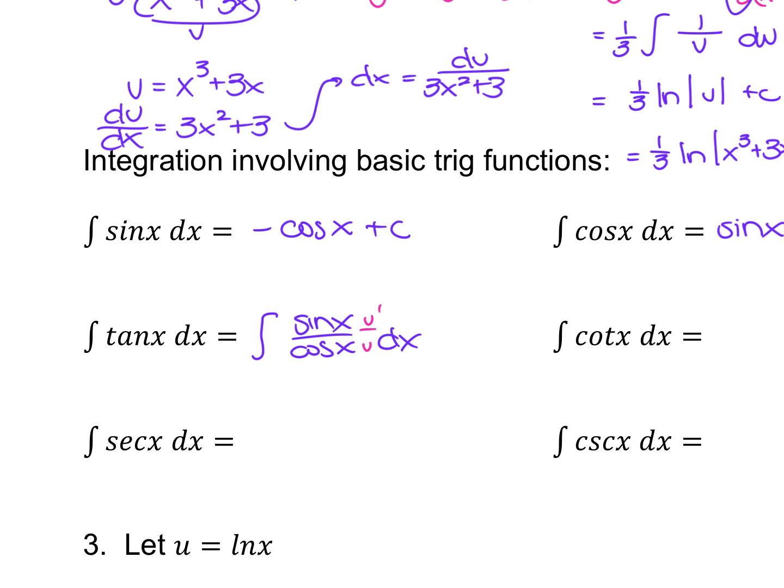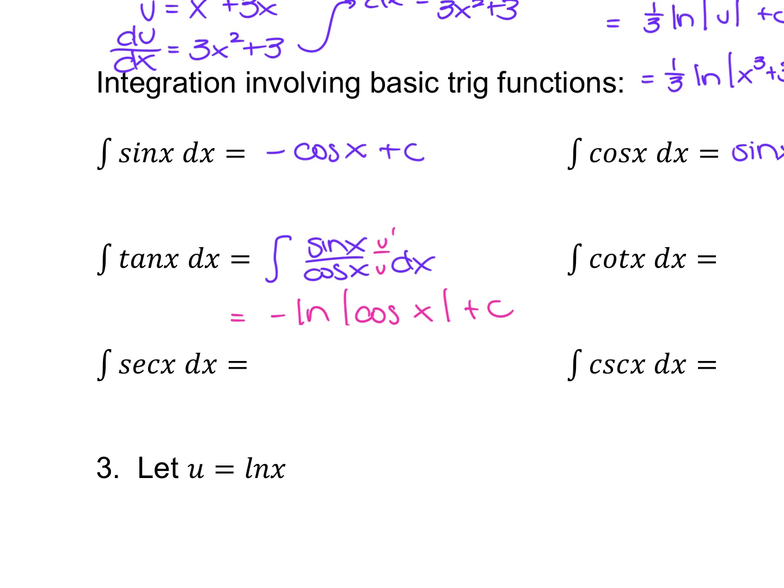So the integral of tangent in u prime over u form is the negative ln of the absolute value of cosine of x plus c. Because cosine x has a reciprocal, you could also say that it is the positive ln of secant x plus c, which is much less common, okay?